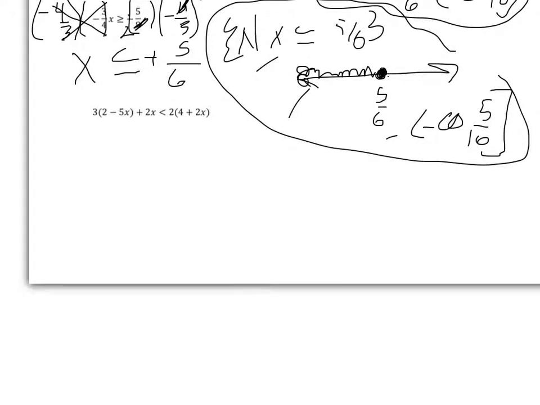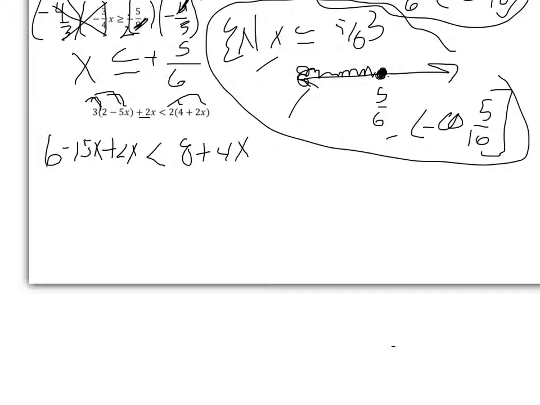So this last one right here, just like with an equation, the first thing we want to do with this inequality is get rid of the grouping symbols. So here we distribute. 3 times our 2 is 6. 3 times our negative 5x is negative 15x. Then we have our plus 2x. The distribution only happens in the parentheses, so our 2x is left there. On the right side, distribution: 2 times 4 is 8. And then 2 times 2x plus 4x.